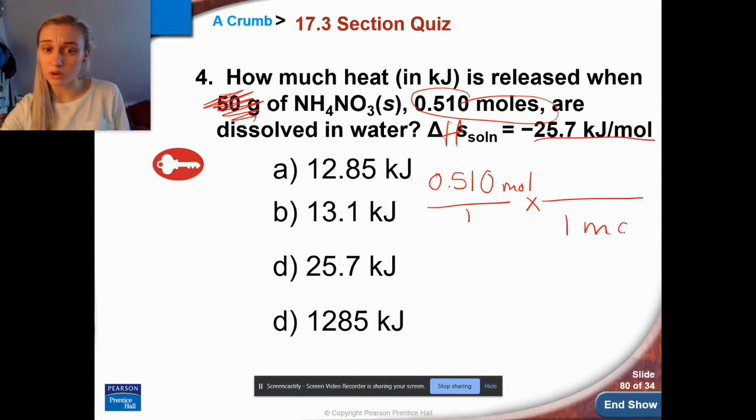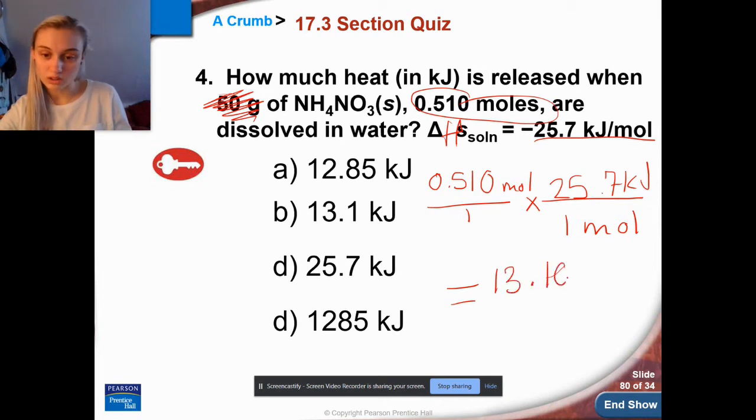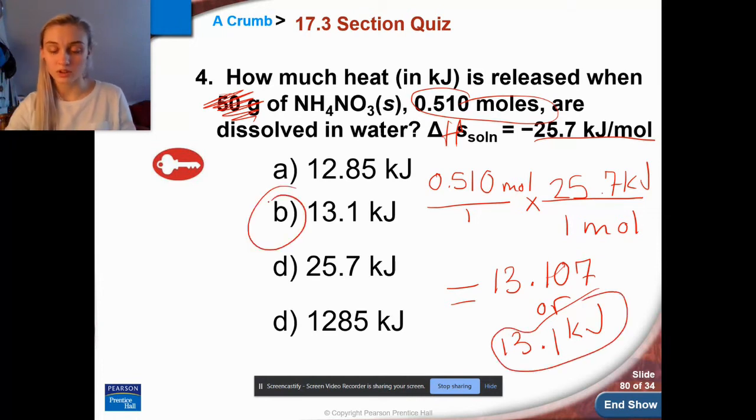So say for every 1 mole of NH4NO3, 25.7 kilojoules are released. And so if we multiply that out, we get 13.107, or rounded, that is 13.1, and that is in kilojoules. Do we see that on here? We do. See if we're right? We are right.